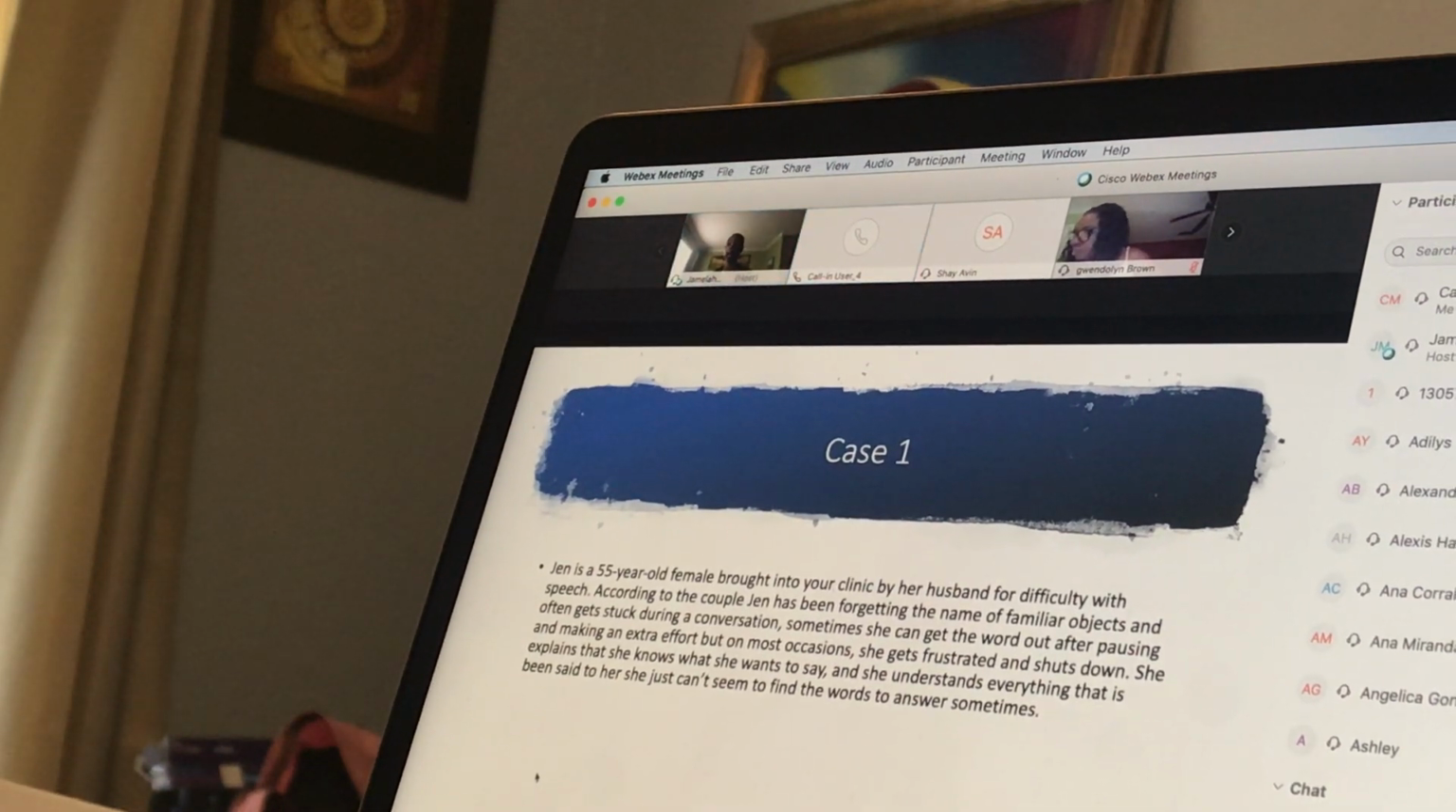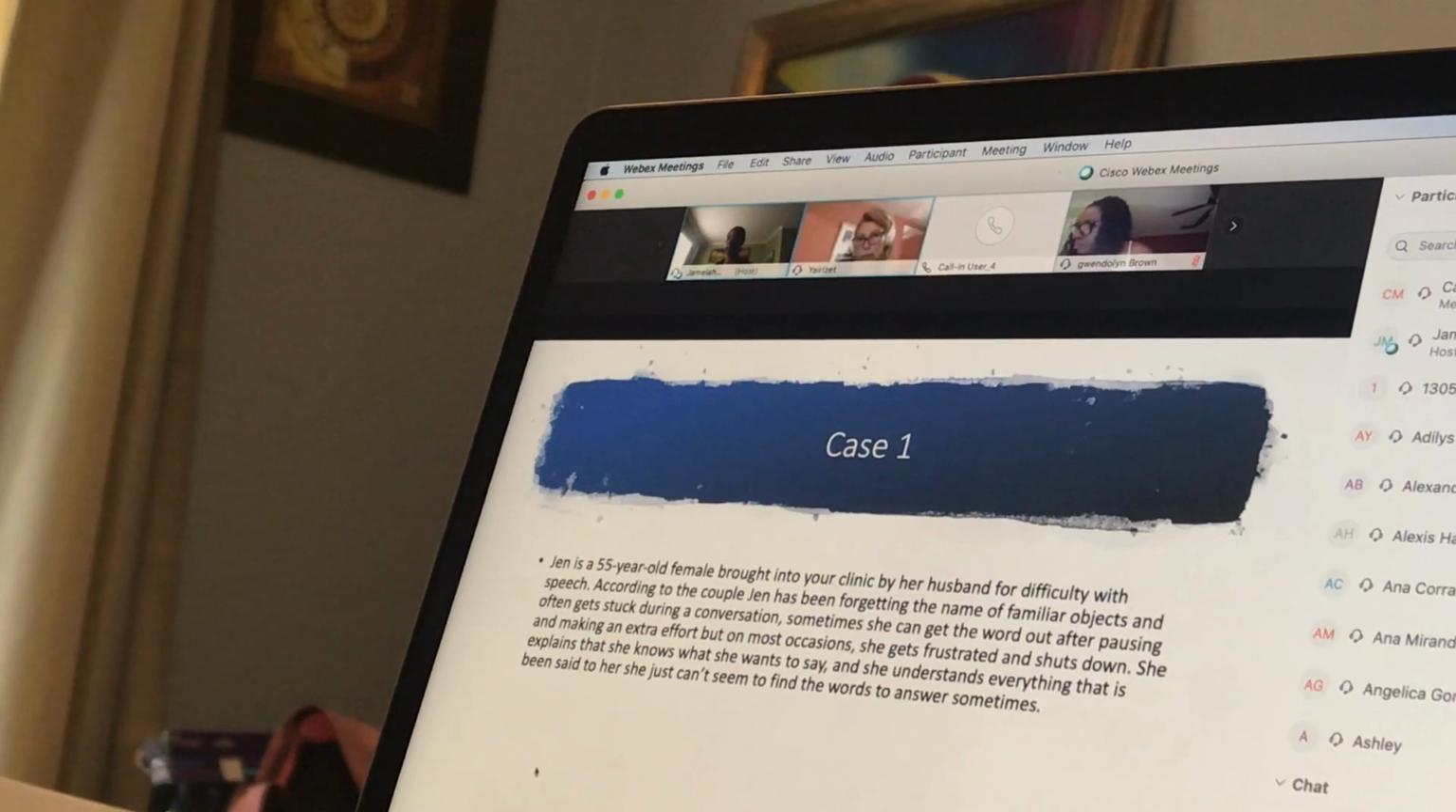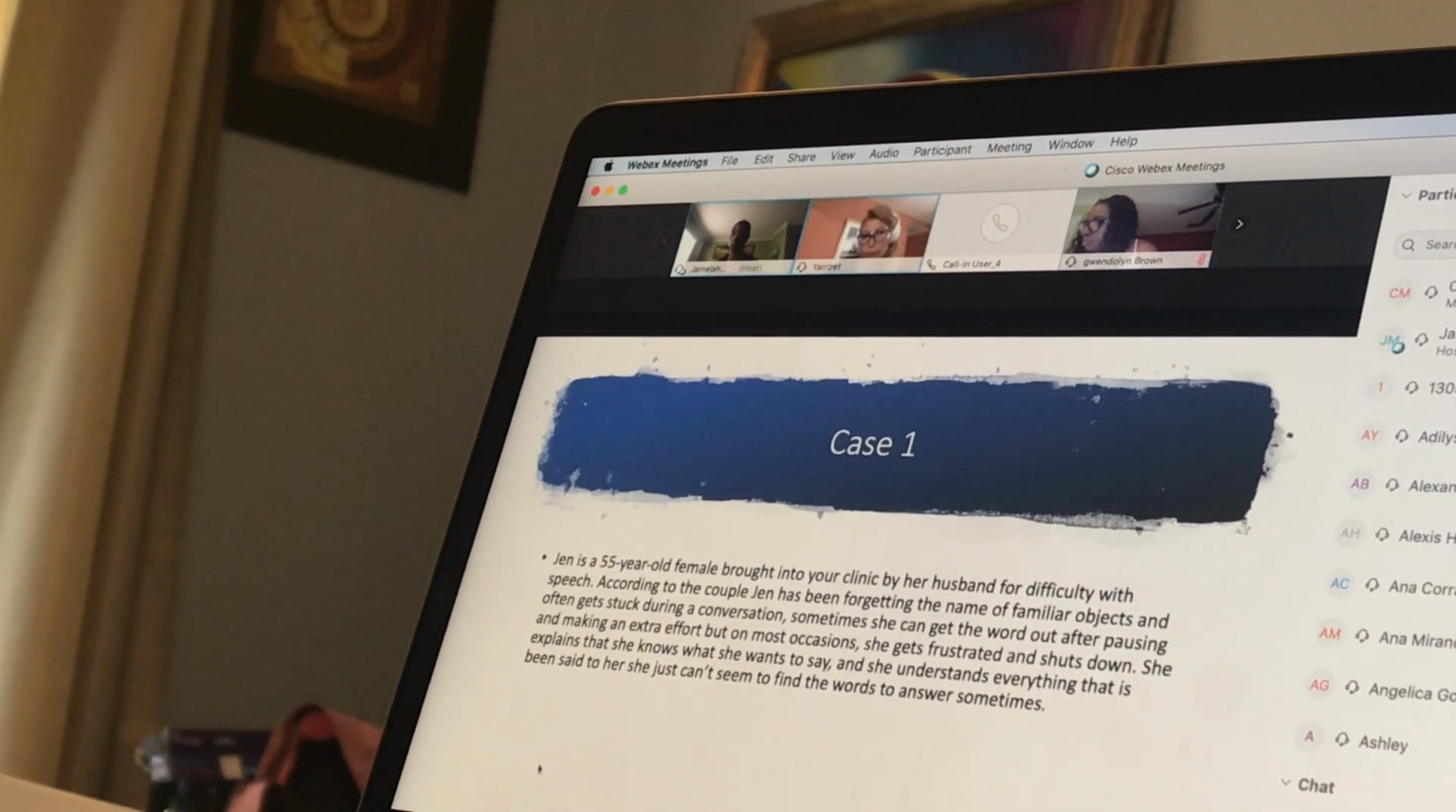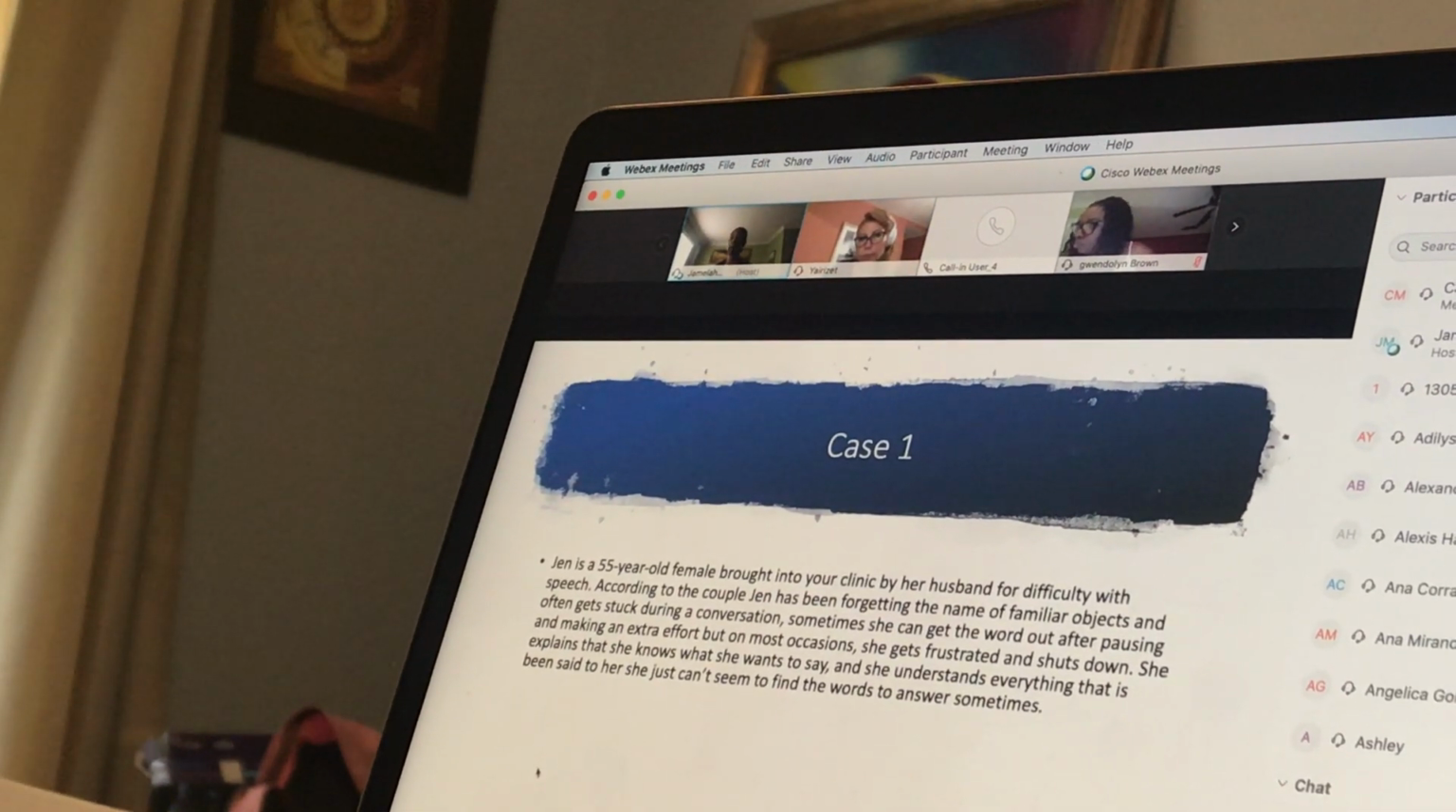So when we ask which area of the brain is being affected, it's probably frontal. And if she's right-handed, it's definitely left frontal.